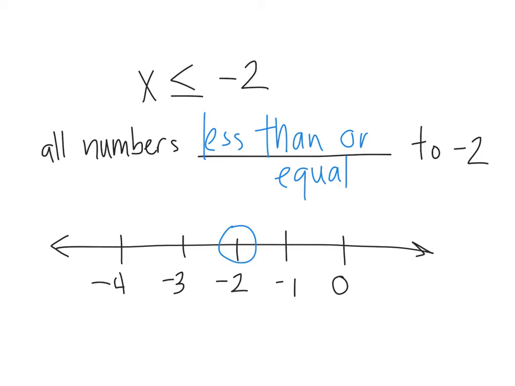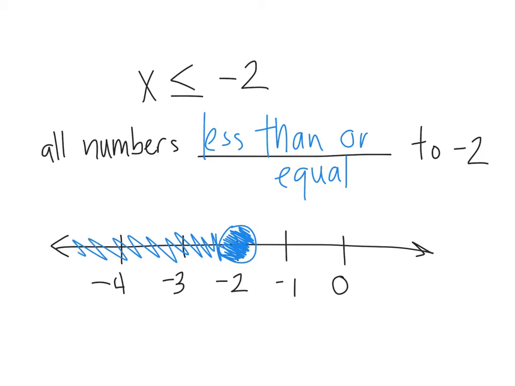So we're going to be at -2 on the number line, and we can think to ourselves, is -2 a solution to this inequality? So is -2 less than or equal to -2? And the answer is yes, it's equal to. So since it is part of the solution, we have to shade it in. And then we have to think about what numbers are less than or equal to -2. And that would be these.